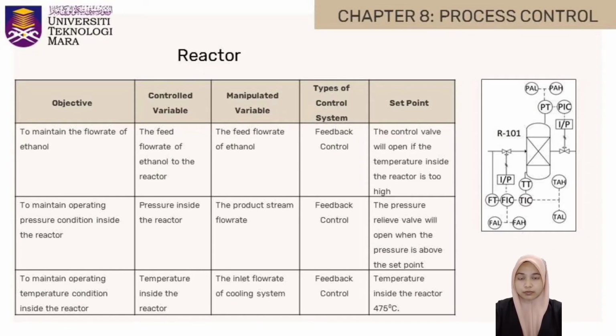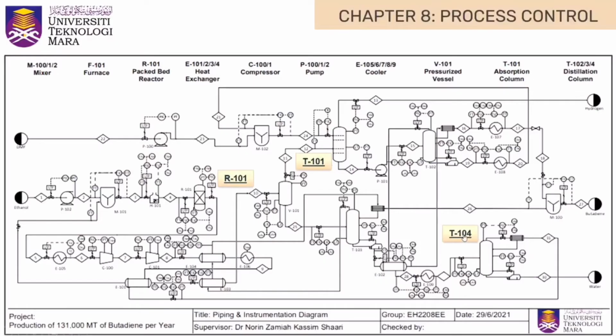The control valve will open if the temperature inside the reactor is too high. The temperature controller has a function to maintain the operating temperature condition inside the reactor, which has a set point of 475 degrees Celsius. Lastly, the purpose of the pressure controller is to maintain the operating pressure condition inside the reactor. The pressure relief valve will open if the pressure is above the set point.